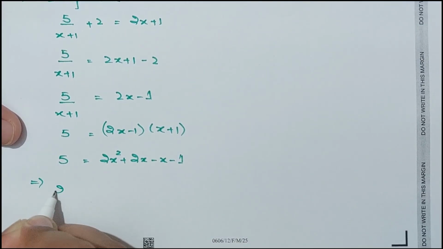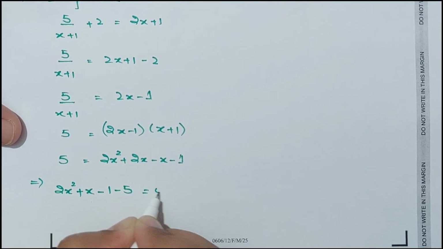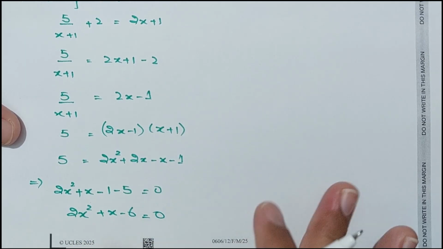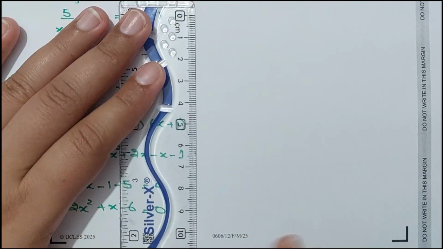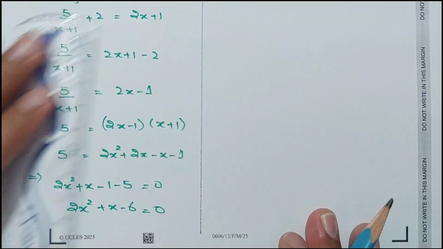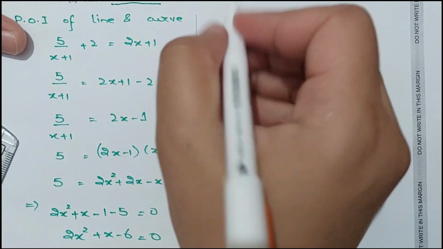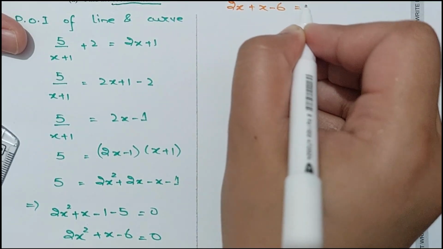Now here we have 2x square, plus x, minus 1, and shifting this, minus 5 equals 0. So 2x square plus x minus 6 equals 0. Okay, now we have to solve for the coordinate of x. Let me do it on the other side, have some space. Apply the quadratic formula: 2x square plus x minus 6 equals 0.